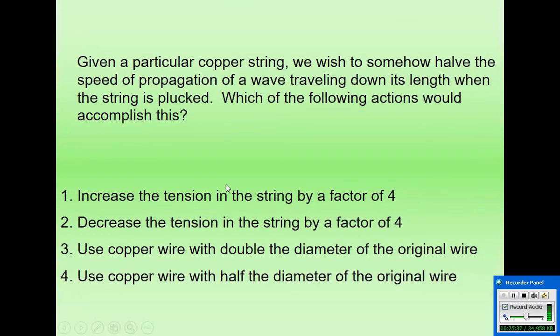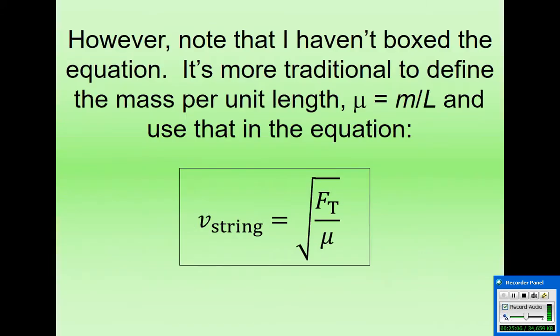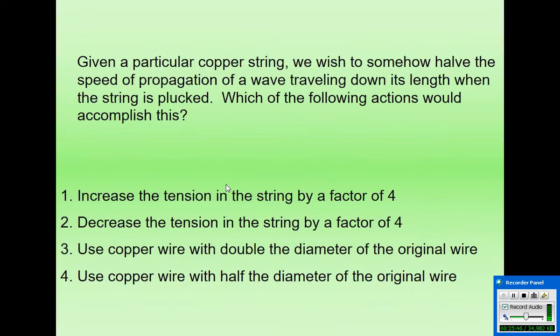Think about that formula and look at this question here. Suppose we have a copper string. Maybe it's like a guitar string, piano string, whatever. It's a string made of copper. And for whatever perverse reason, we want to have another copper string that has half the speed of propagation as the original. Which of the following would accomplish this?